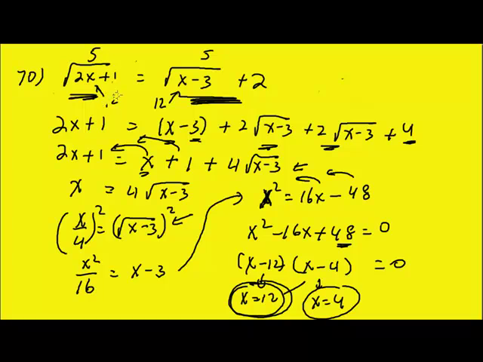Now we're going to have to try the 4. You can't assume automatically that 4 works also. So let's put it in. I'm going to put in 4. 4 times 2 is 8. 8 plus 1 is 9. And the square root of that is 3. So I'm putting 4 in.